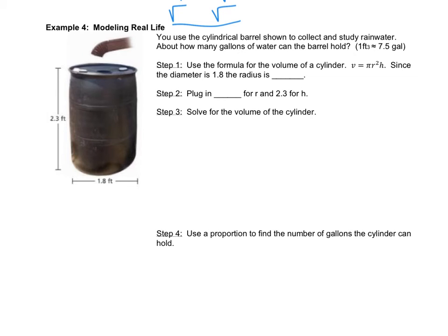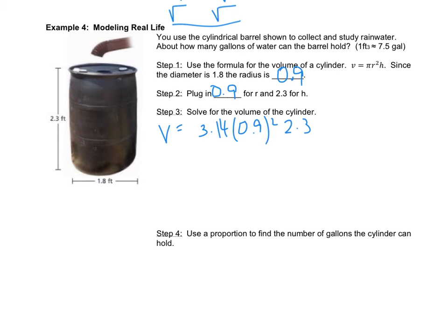So step 1. Using the formula, we're going to fill in pi r squared h. Since the diameter is 1.8, that means the radius, which is half of the diameter, is 0.9. Then we're going to plug in for the r and 2.3 for the h. The r, we just decided, was 0.9, and we're going to solve for the cylinder. So the volume is 3.14, the r was 0.9 squared, the h is 2.3.